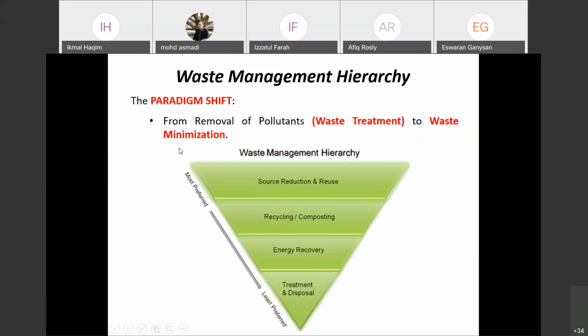Here, the upper one is the most preferred and the bottom the least preferred. So the first choice is source reduction and reuse, and then second is recycling or composting. Third is energy recovery, and the last one, which is the least preferred, is treatment or disposal. Generally for disposal, in Malaysia we mostly use landfill. So this is the hierarchy.